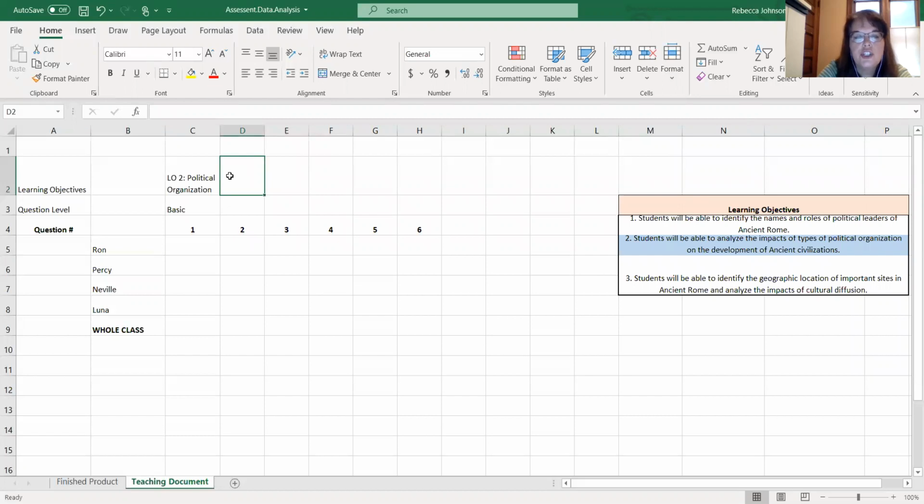Remember question 2, that was my target question. And that was learning objective 1 about leaders. That was when I was asking about the first triumvirate. I'm going to hit wrap text there. That gets it into my cell.